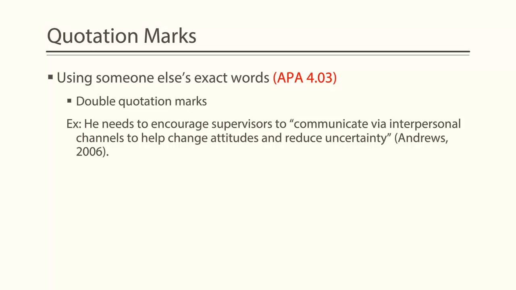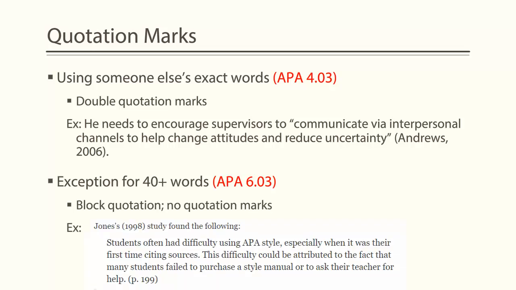You will use quotation marks in your assignments when you are using someone else's exact words. Double quotation marks are used in regular sentences, as in the example below. There is an exception if you do a quotation that is 40 or more words. This is called a block quotation and does not use quotation marks. You can see in the example from Purdue OWL there are no quotation marks, but there is some special indentation and formatting requirements. Please see APA 6.03 in the manual for the formatting requirements.